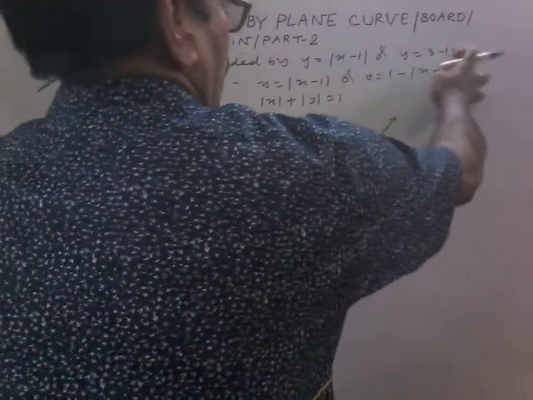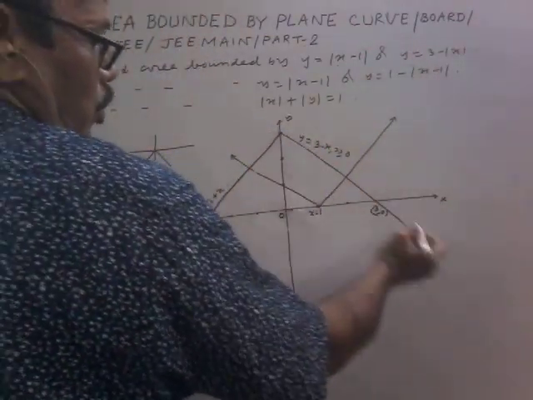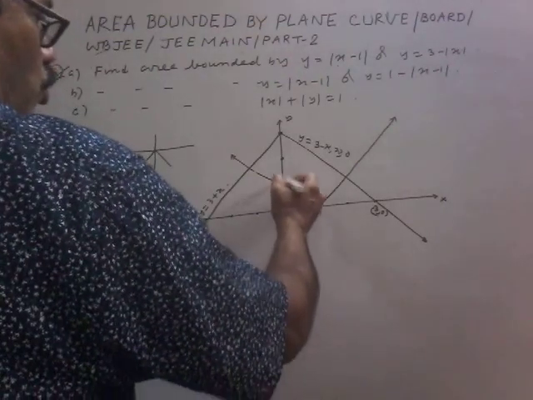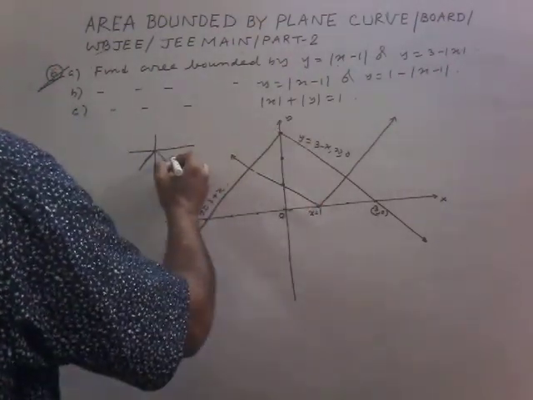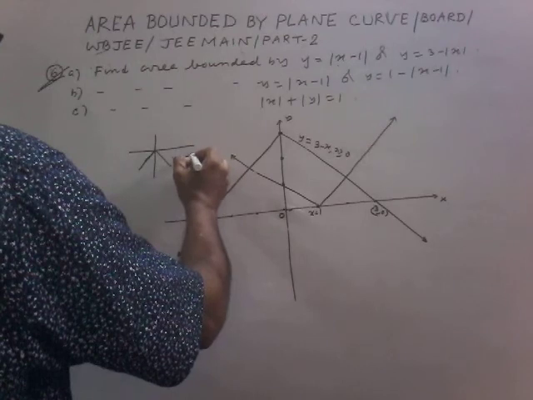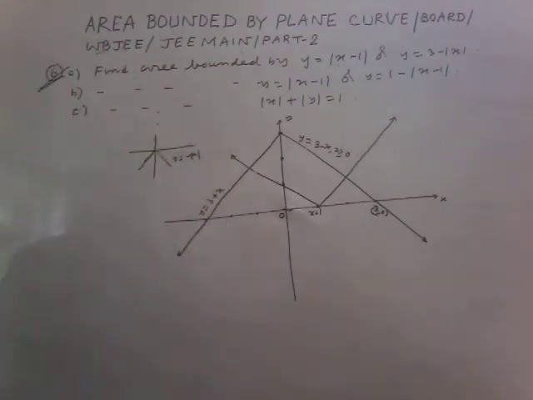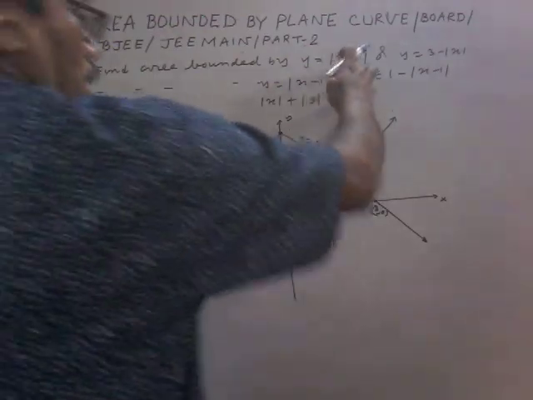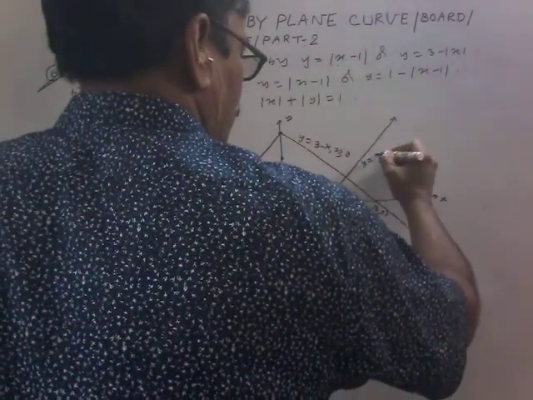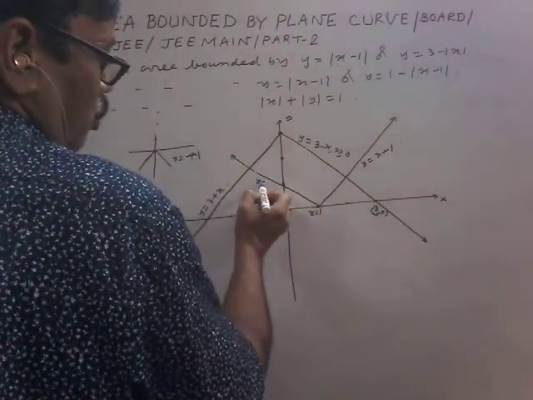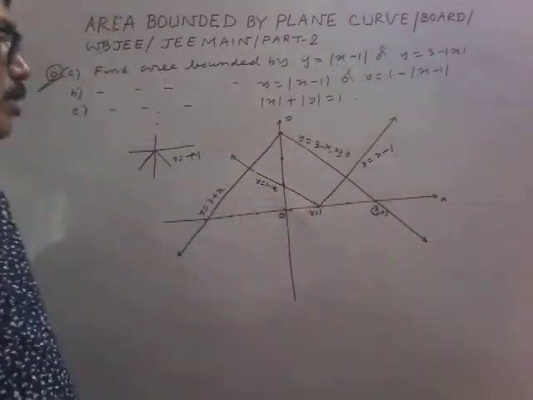So this is the graph of mod of 3 minus this. So 1, 2, 3, then this graph. This is y equals minus mod x. So 1, 2, 3, then this type of graph. And for x greater than 1, this is positive, y equals x minus 1. And for less than 1, this is y equals 1 minus x.